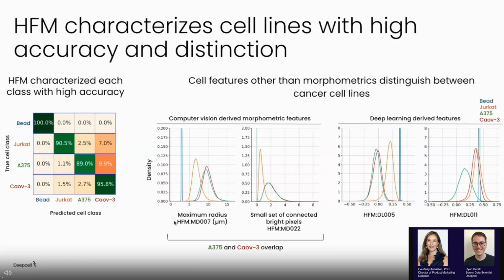While morphometric features like the maximum radius and the small set of connected bright pixels distinguish the Jurkat and bead images from the cancer cell images, these features were nearly identical between CALV3 and the A375 cell images. But the deep learning features, on the other hand, are able to distinguish the cancer cell lines. For example, this deep learning feature number 11, which is shown in the rightmost panel, distinguishes A375 in green from CALV3 in red.